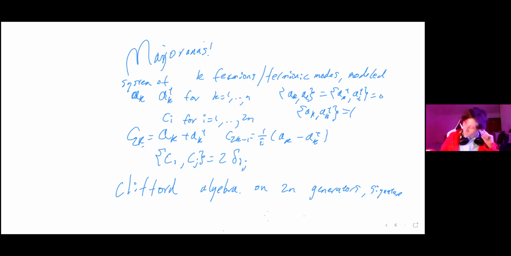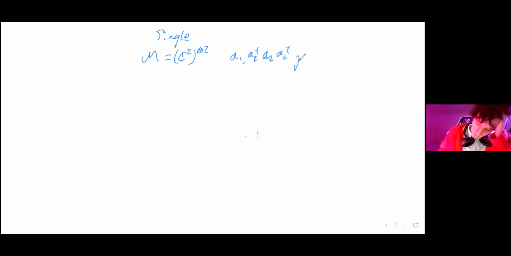So now, for a single spin, how we model this with Majoranas is we're going to say we have a 4-dimensional Fock space. So we have 2 fermionic modes. So we've got A1, A1 dagger, A2, A2 dagger. And we're going to get from this 4 Majorana modes. And what we're going to do is label these C, bx, by, and bz.